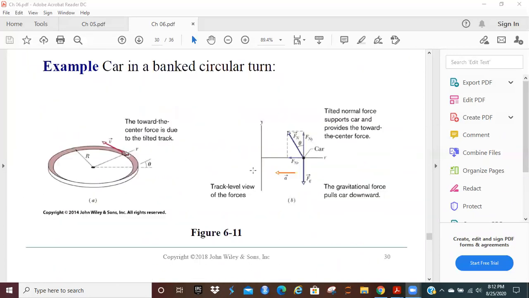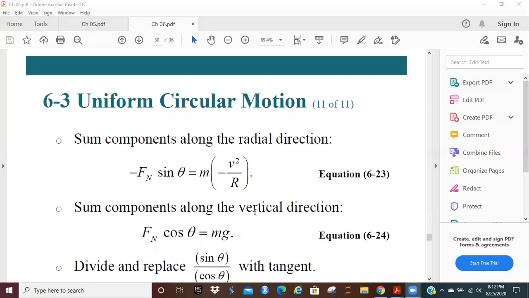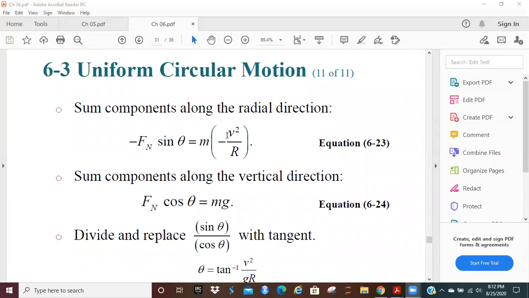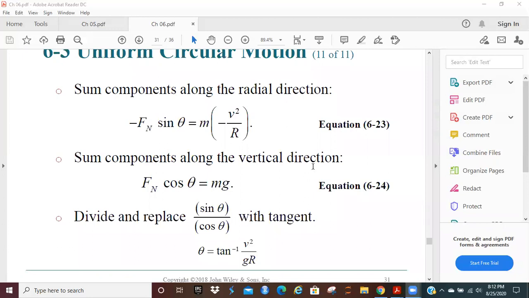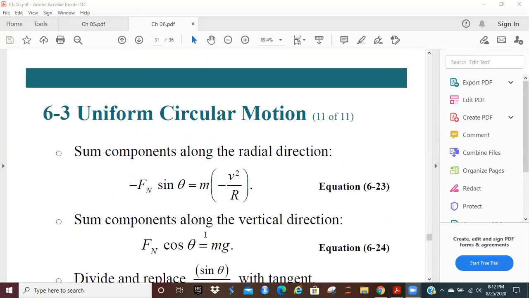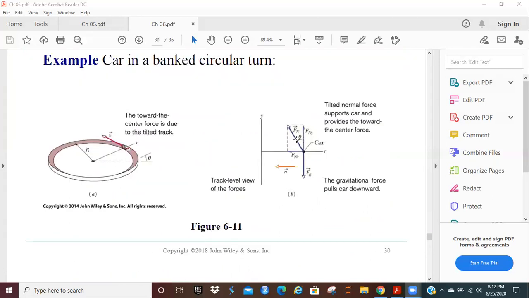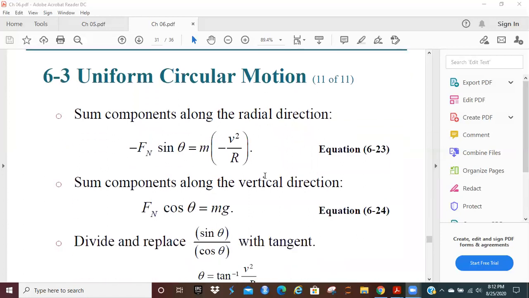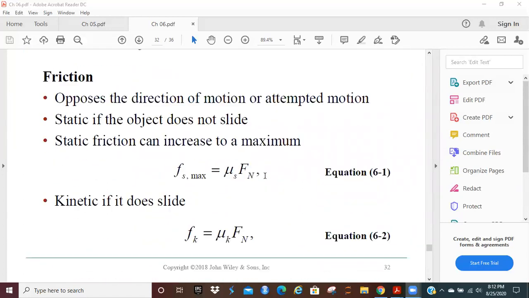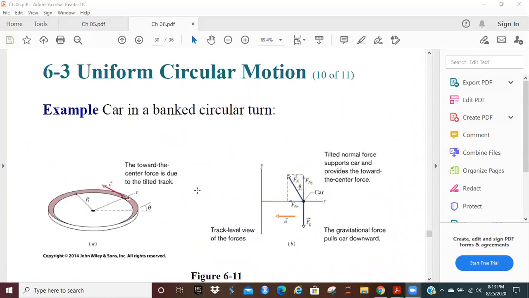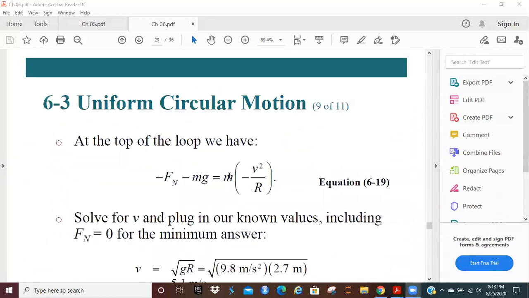They don't really tell you that. So this vector is going to be equal to the mass times the acceleration, which is minus v squared over r. They sum the components along the vertical direction. Eventually you can come through and determine what the angle is between the normal force and the normal vector in the y direction. I think they needed to explain these problems a little bit better than the way they left them here. Not real happy with that.